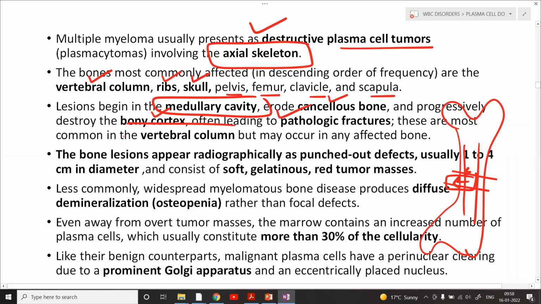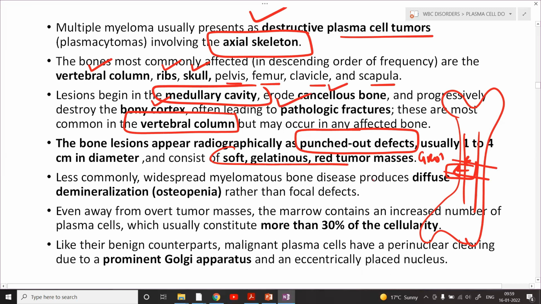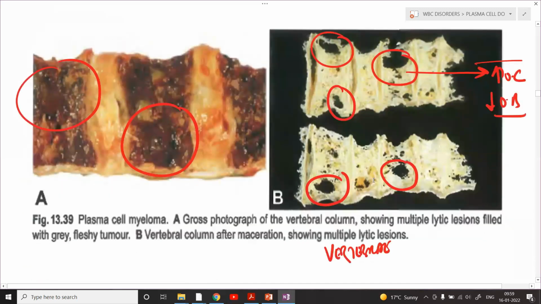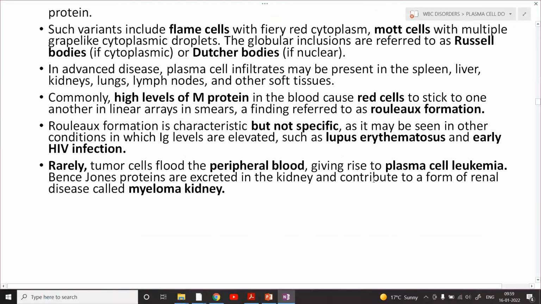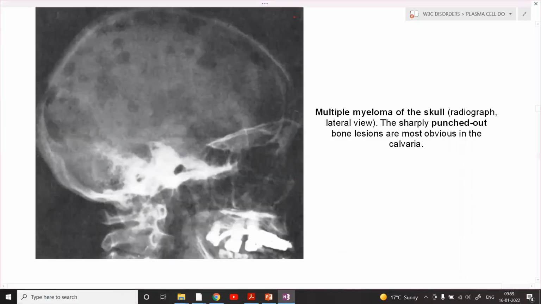The most common site, as I told you, is the vertebral column. In the X-ray, you will see punched out defects, and grossly, as I told you, you are going to see soft gelatinous red tumor masses. As we can see over here, you can appreciate soft gelatinous masses and punched out defects. Now let me show you the same over here. This is the skull. Can you appreciate the punched out defects over here in the skull? These punched out defects are showing bony resorption, most obvious in the skull bone, in the calvaria that we see.